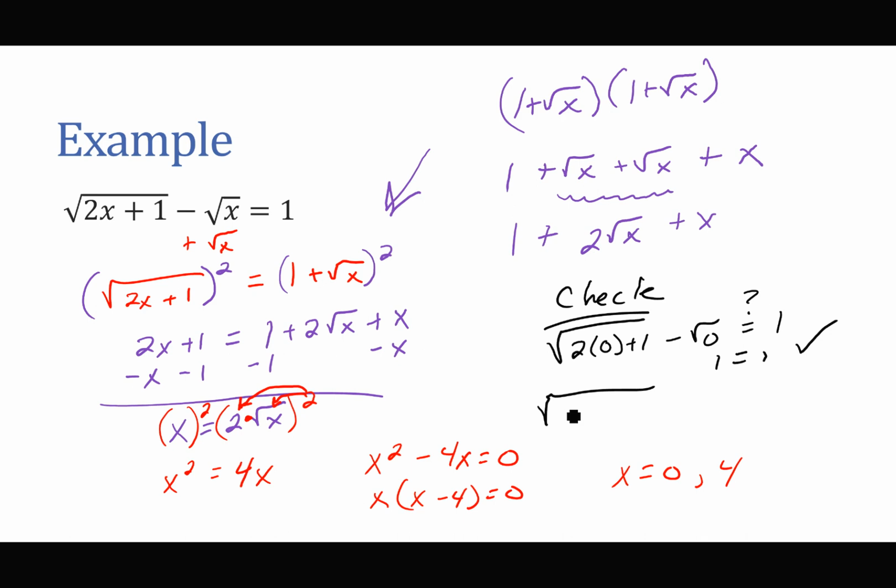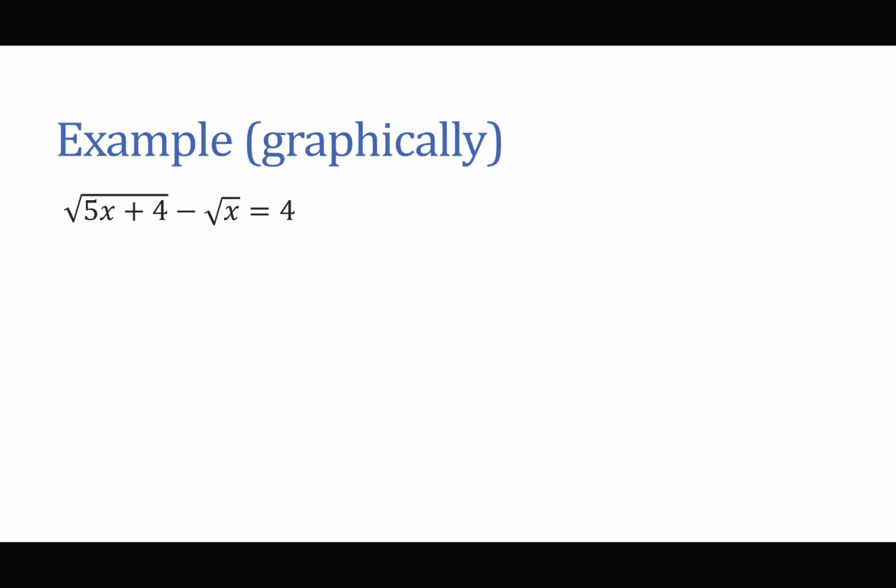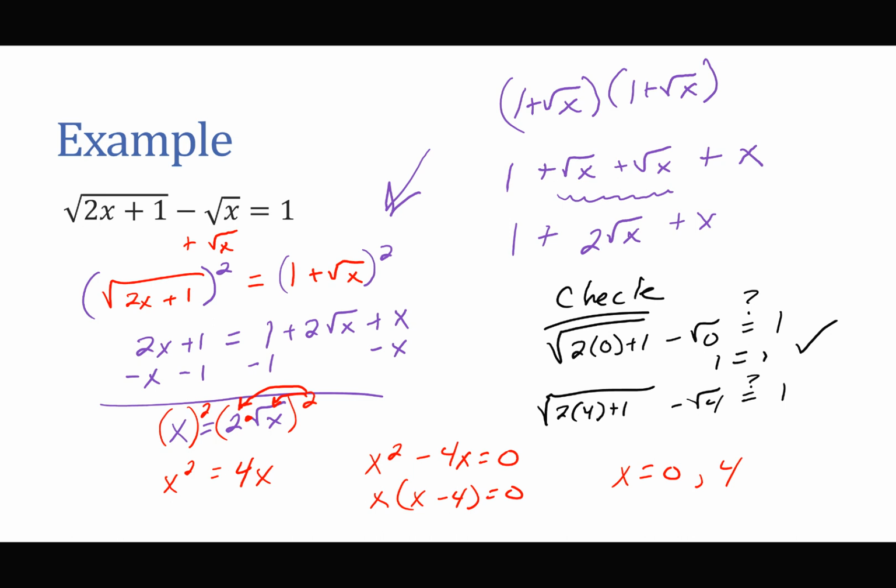Square root of 2 times 4 plus 1 minus square root of 4. Does that equal 1? So 2 times 4 is 8, plus 1 is 9, square root of 9 is 3. 3 subtract 2, I do end up with 1 equaling 1, so that one works. So both of these are true. Didn't have any extraneous solution.